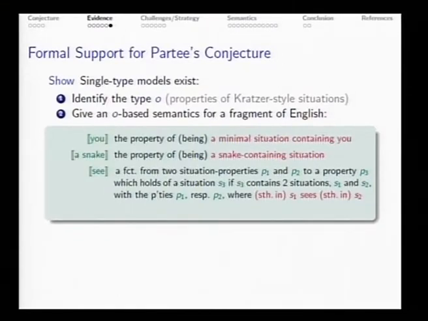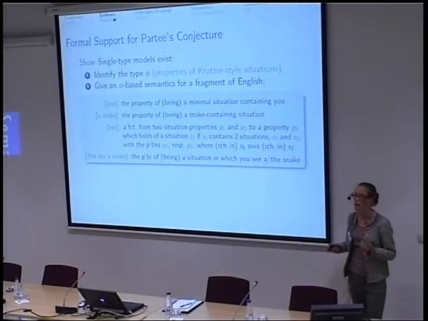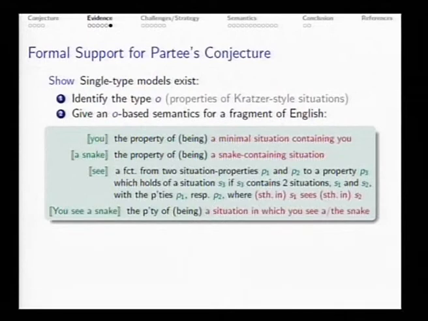And the interpretation of these expressions will then, of course, enable the compositional interpretation of the sentence you see a snake as the property of being a situation in which you see a snake. And in fact, the semantics again provides formal support for Partee's conjecture, but a problem that we encounter here is that Partee's fragment is, of course, very, very small. In fact, the 4 words that you see here is all that there is to the fragment that she provides in her very short paper.